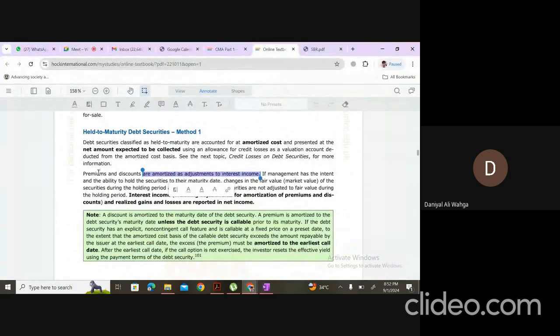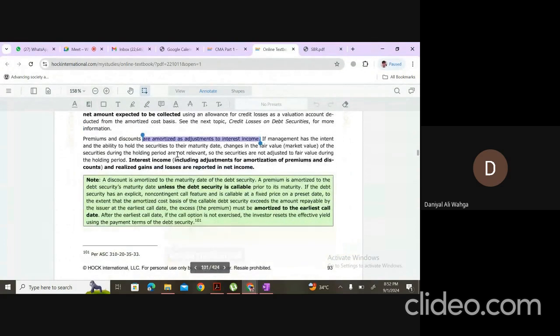If the management has an intent and ability to hold the securities to the maturity date, changes in the fair value, market value, and the securities holding period are not relevant. So securities are not adjusted to fair value during the holding period. Interest income, including adjustment for amortization of premiums and discounts and realized gains and losses, are reported as net income.